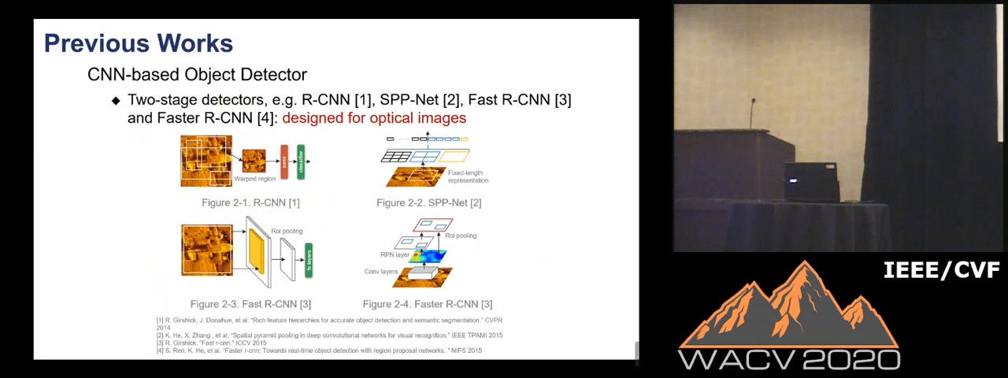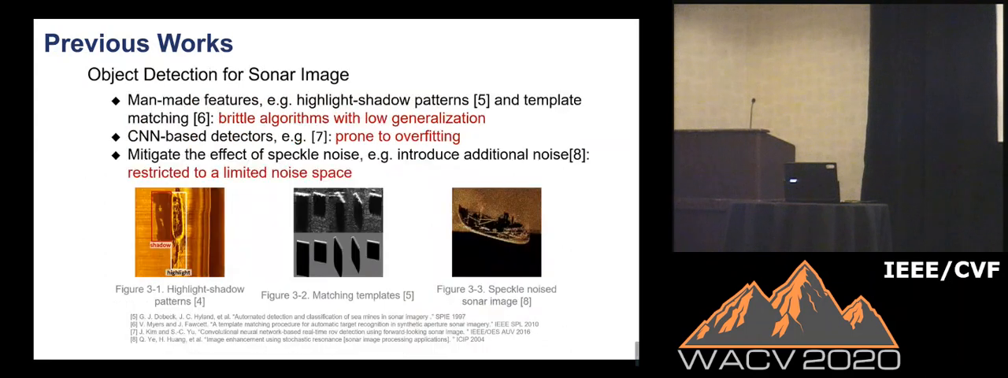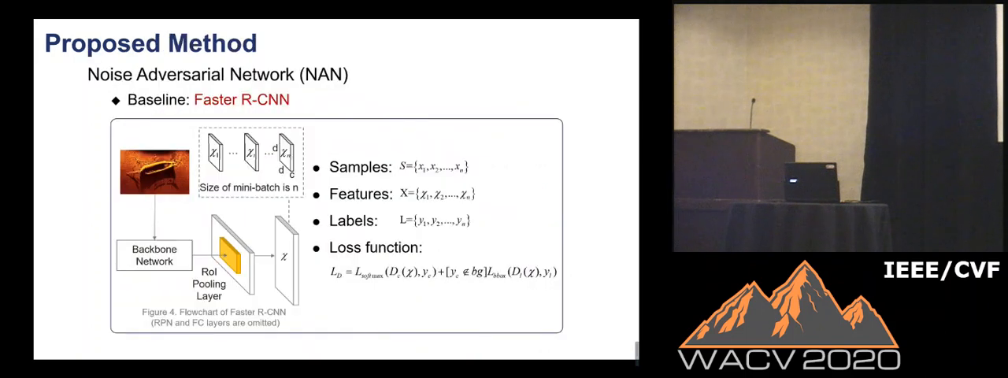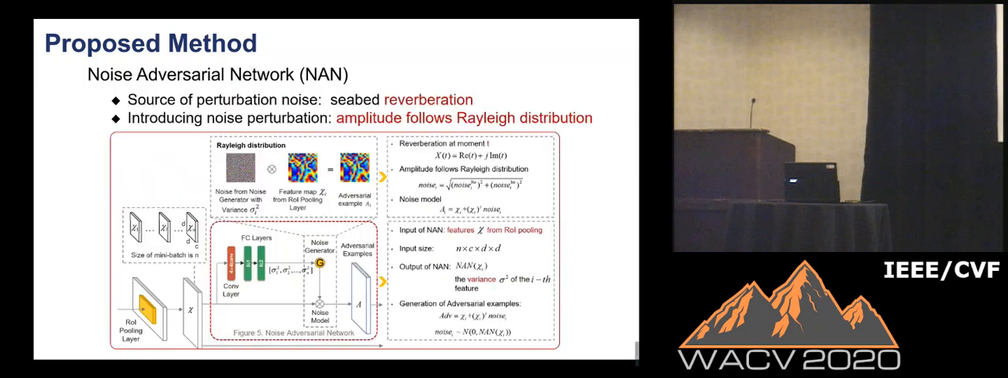The previous work usually focused on optical images. In the meanwhile, they were always designed with man-made features which show low generalization and restrict the additional noise into a limited space. In this paper, we propose a generalization method based on Faster R-CNN. We assign the noise adversarial network following our pooling layer.